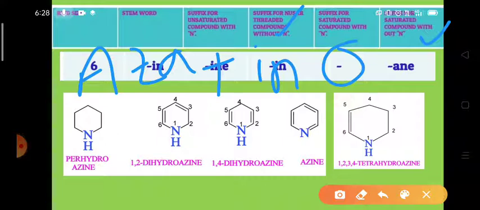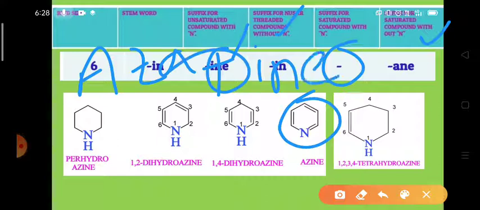Okay, so for the unsaturated one, look here, for this one first of all we have to give the name. So aza plus ine, so it becomes azine. So for the pyridine, actually the common name or trivial name for this one is the pyridine, no? So the systematic name for pyridine is azine.